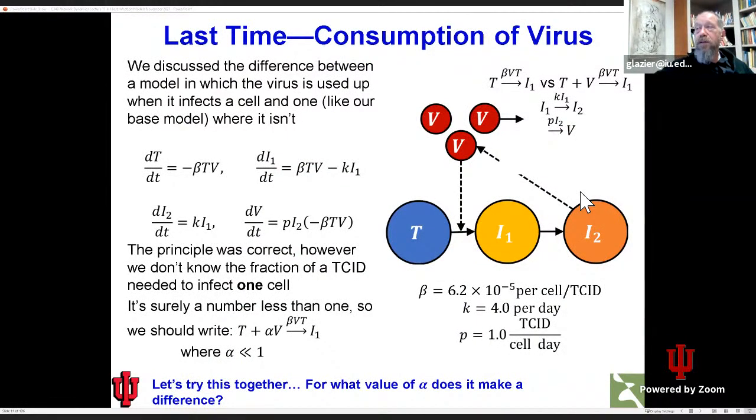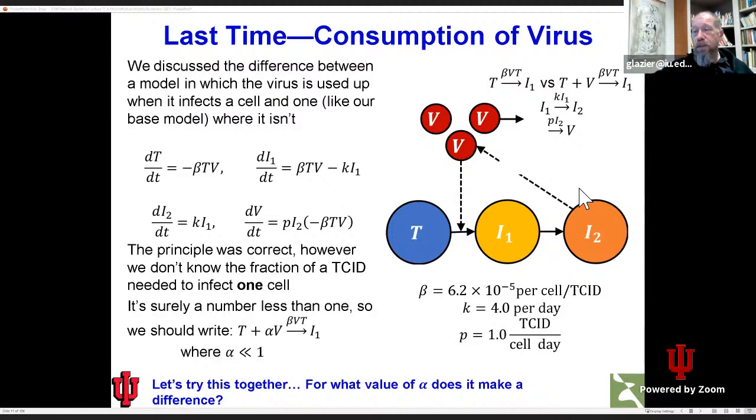And then we assume that the virus... okay, so one thing we didn't do last time, and so let's maybe do that as a first little exercise, is let's see what happens if instead of assuming that the virus is not used up when it infects a cell, let's assume that the virus is used up. So instead of T goes to I1 at a rate beta VT, let's assume that T plus V goes to I1 at a rate beta TV.